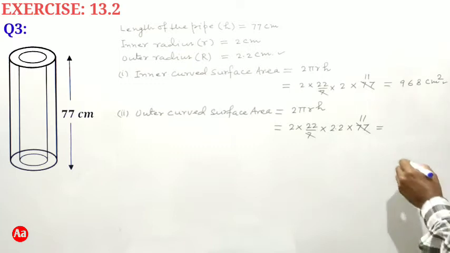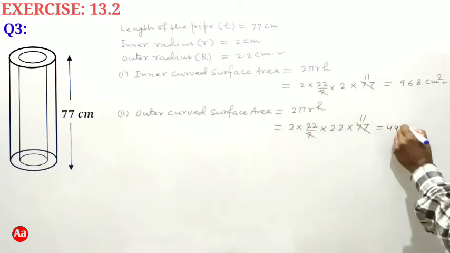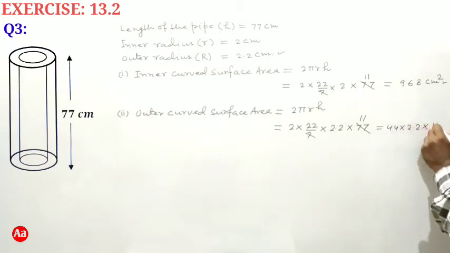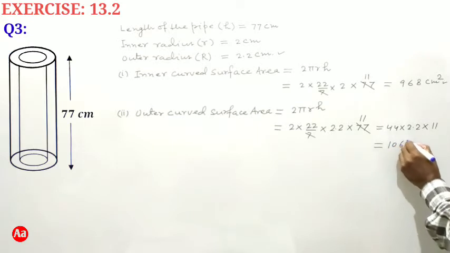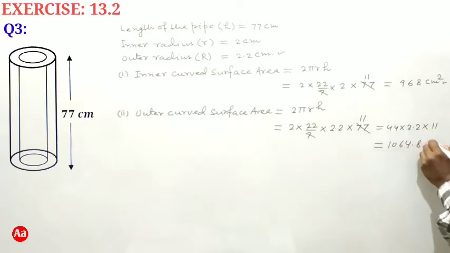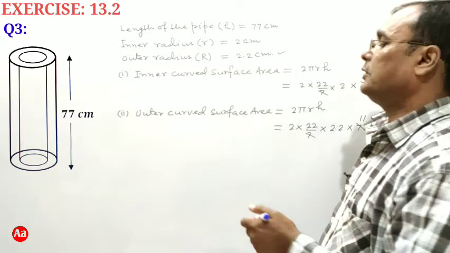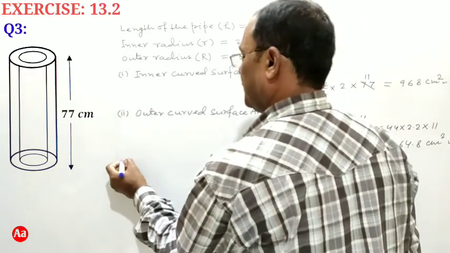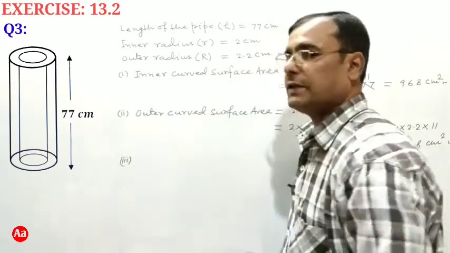So this is equal to 2 into 22, 44 into 2.2 into 11. This is equal to 1064.8 centimeter square, and this way we have found the outer curved surface area of the pipe. Now in the third part, we have to find the total surface area of the pipe.